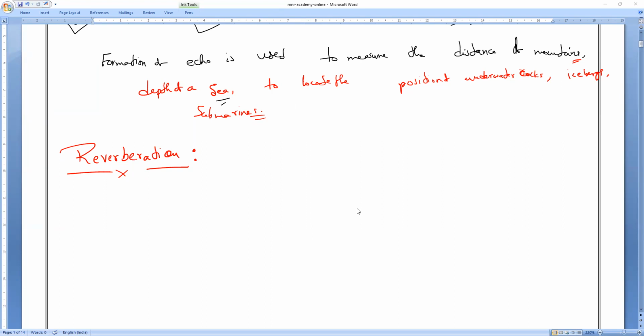So reverberation means multiple echoes. Nothing else is there. Multiple echoes just make the overlapping, one sound again overlapping, again reflecting. That's what we call reverberation. Simply, if you want to say what reverberation is: multiple reflections making the sound persist for a longer time.